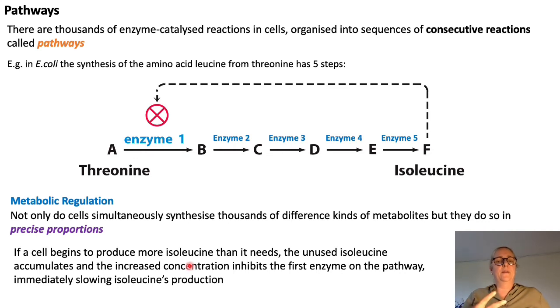Not only do cells simultaneously synthesize thousands of different kinds of metabolites, but they also do this in a precise measure. They make them according to requirement. So if a cell begins to produce more isoleucine than it needs, then the unused isoleucine accumulates in the system, and the increased concentration inhibits the first enzyme on the pathway. And that immediately slows down the production of isoleucine. So there's a feedback, we call this a feedback effect.